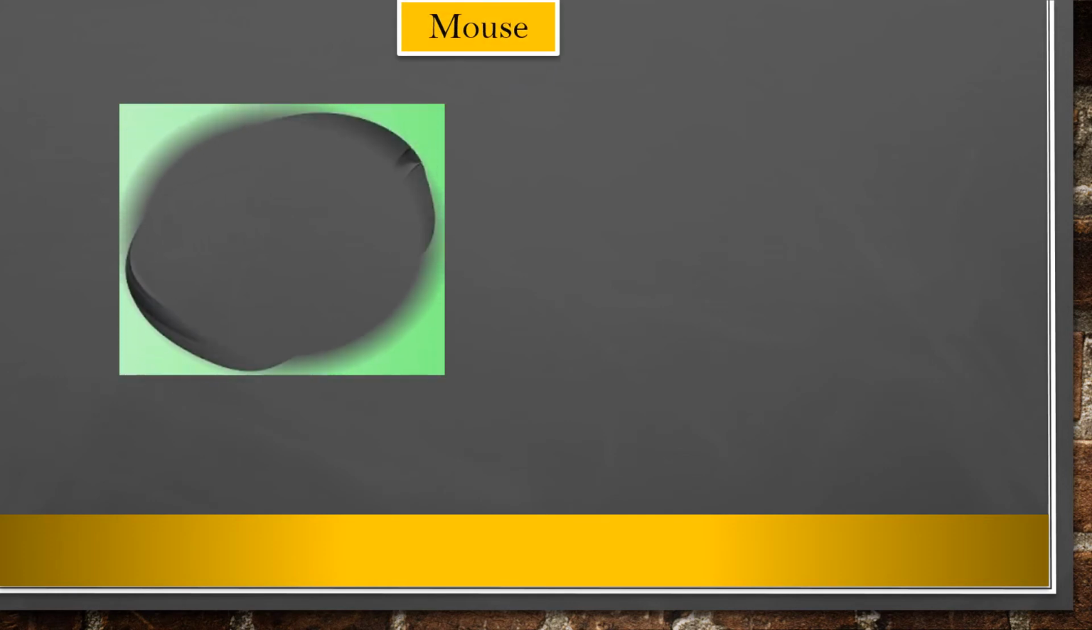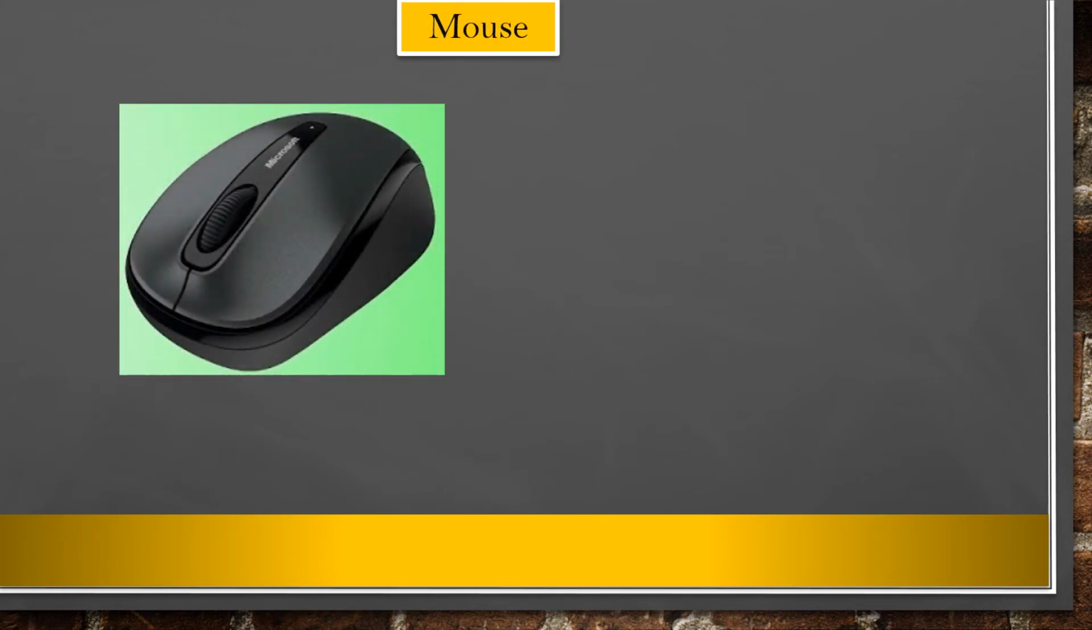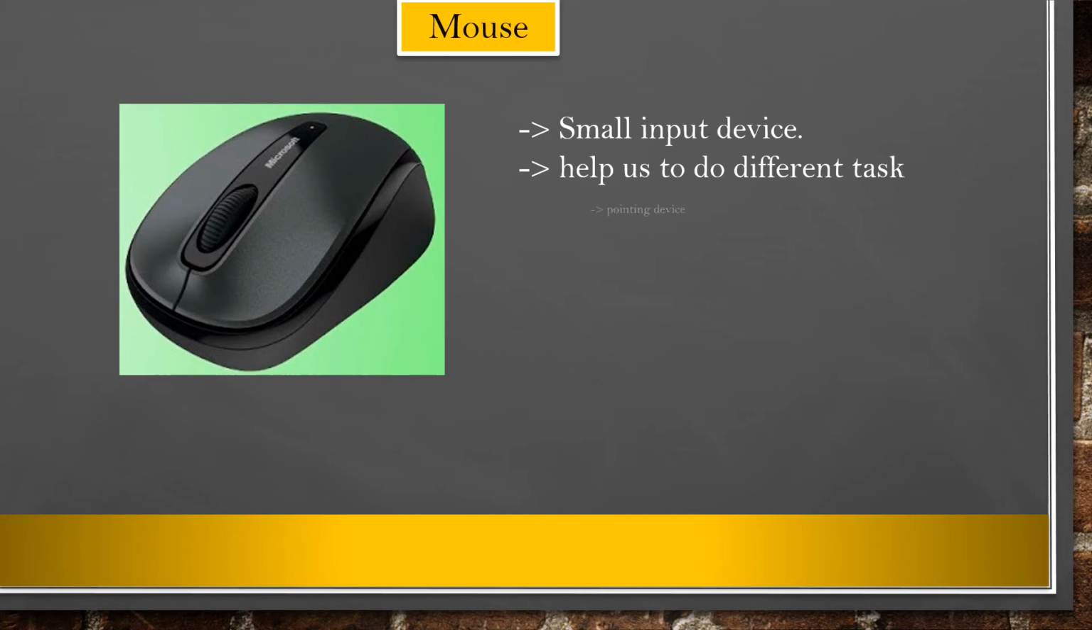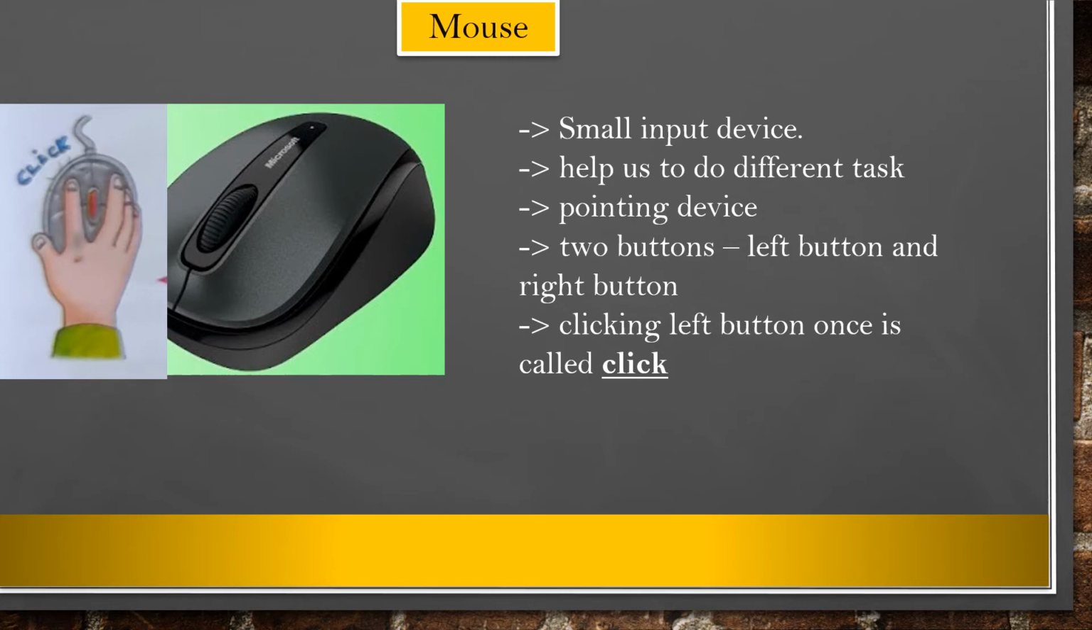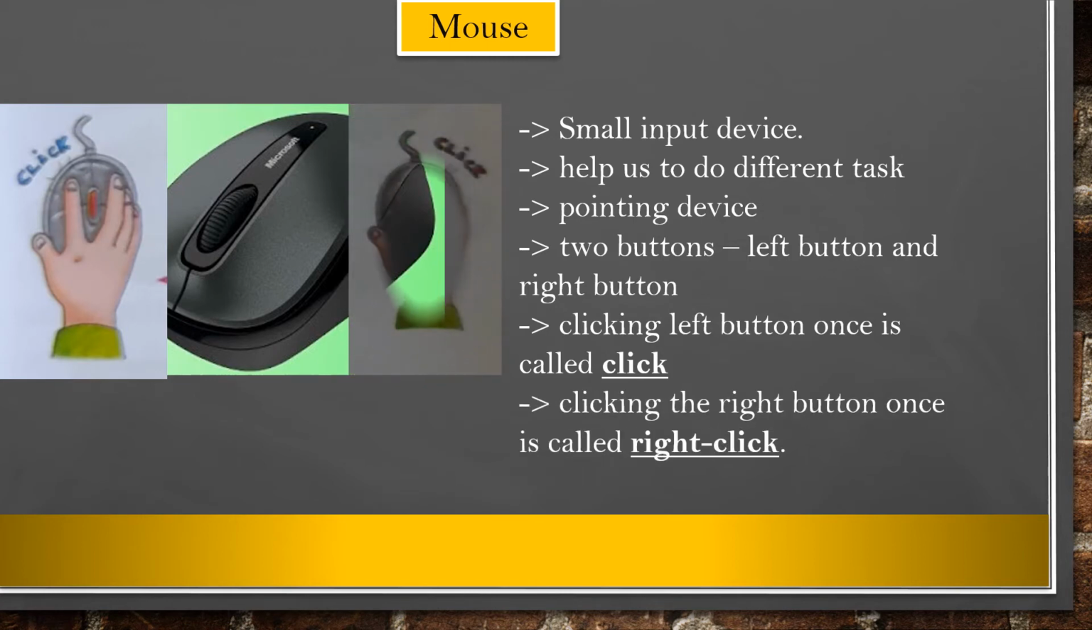Now, mouse. A mouse is a small input device. It helps us to do different tasks on a computer. It is also called pointing device. A mouse has two buttons, left button and right button. Clicking left button once is called click. Clicking the right button once is called right click.